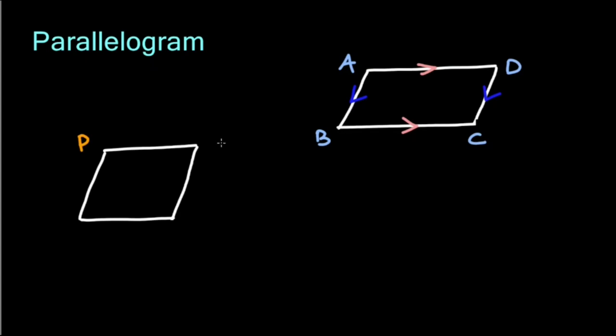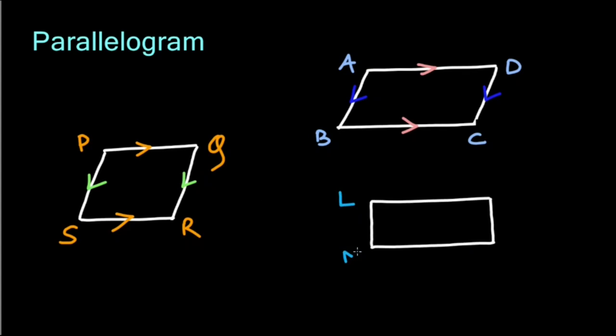Quadrilateral PQRS is a parallelogram because the opposite sides PQ is parallel to side SR and side PS is parallel to side QR. Quadrilateral LMNO is a parallelogram because its opposite sides LO is parallel to side MN and side ML is parallel to side NO.